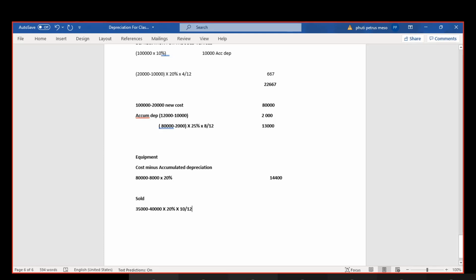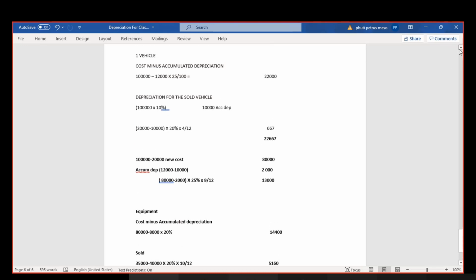And you'd say 35,000 minus 4,000 rands. Then you multiply that by 20%. Then you multiply that by 10 divided by 12. It's 5167. Did you all get that? 5167. All right, so I think, sorry guys, I think I made a mistake here on the top part as well.